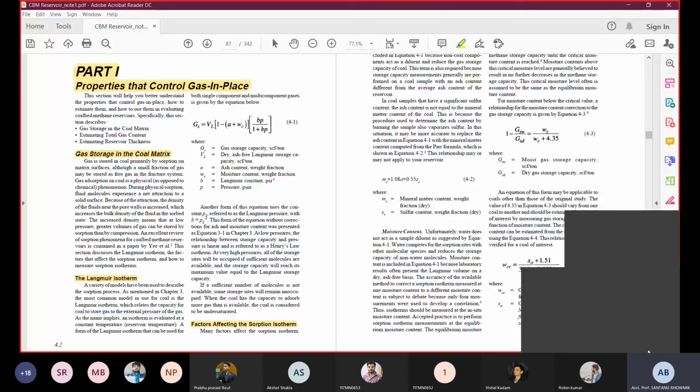It is also discussed in this text, as you can see here. So b is 1 by PL, where PL is the Langmuir pressure constant. This is the fundamental concept of the gas storage capacity.